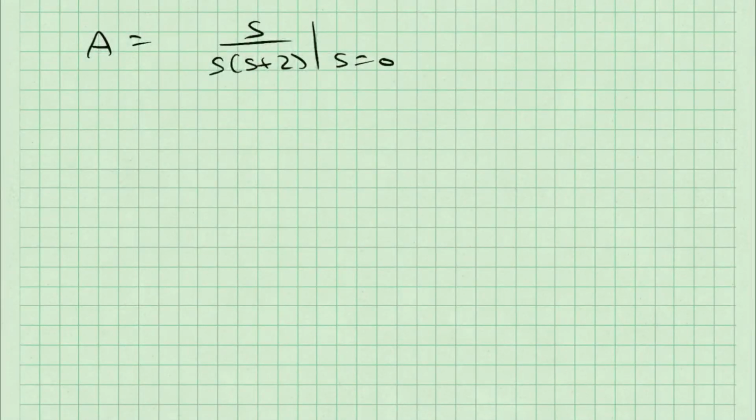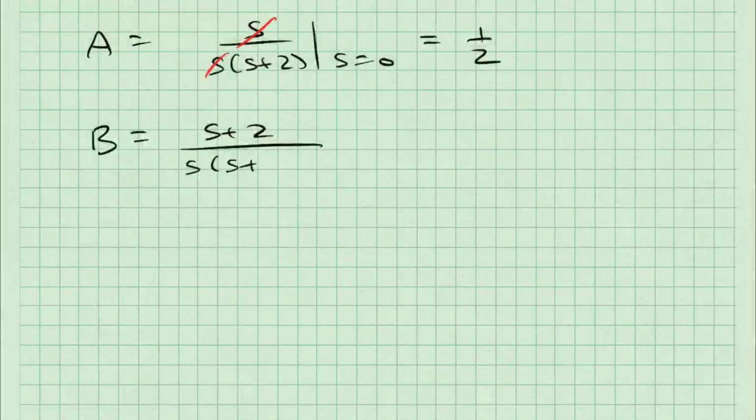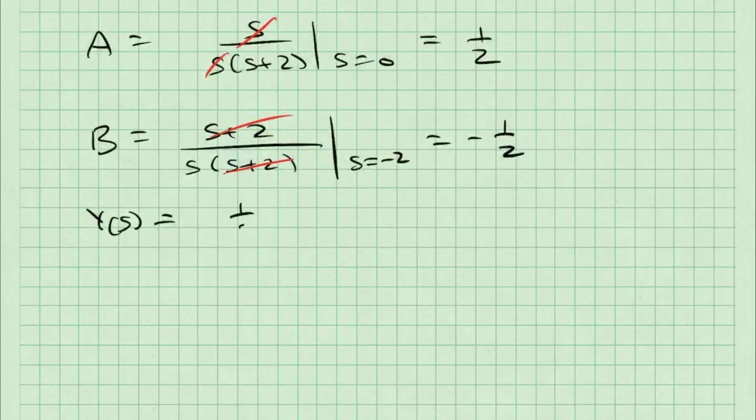To solve for the a term, I'll take my 1 over s plus 2 and multiply it by s, and then I'll evaluate when s equals 0. The s's cancel, and so I'm left with 1/2. To get b, I'll take 1 over s plus 2 and multiply it by s plus 2 and evaluate this when s is equal to negative 2. The s plus 2's cancel, and I'm left with negative 1/2. So y of s can be written as 1/2 over s minus 1/2 over s plus 2.